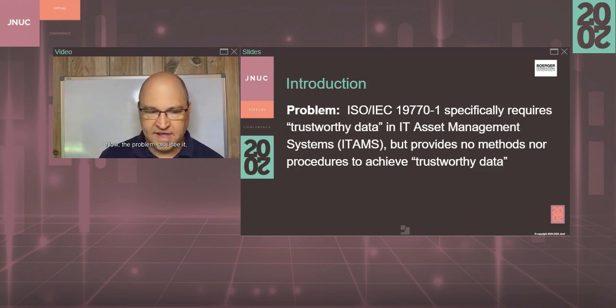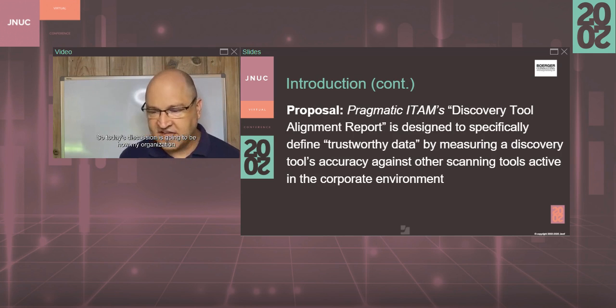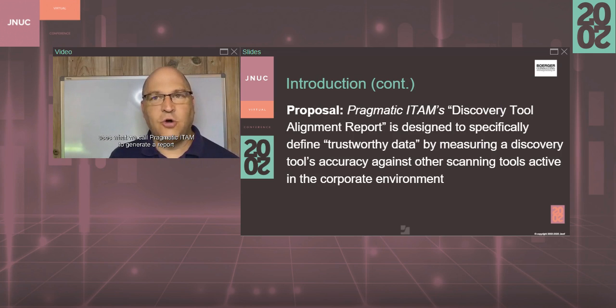Now, the problem, as I see it, is that the ISO IEC 19770 standards specifically require trustworthy data within the IT asset management systems, of which Jamf is also considered. However, in true ISO IEC form, they never tell you how to achieve or what they mean by this trustworthy data.